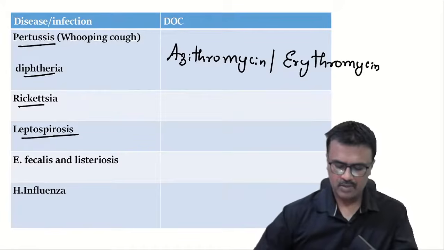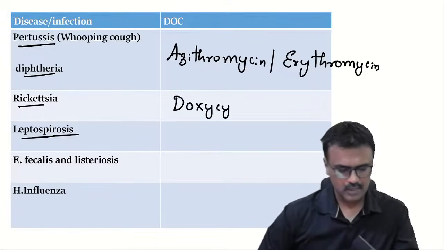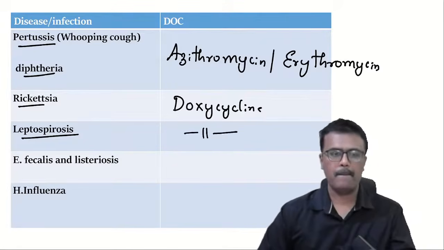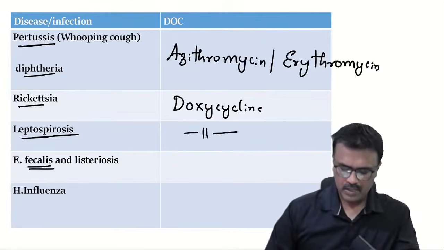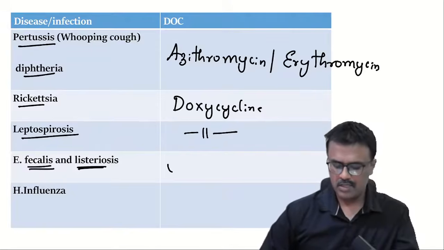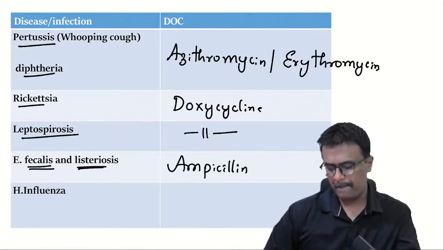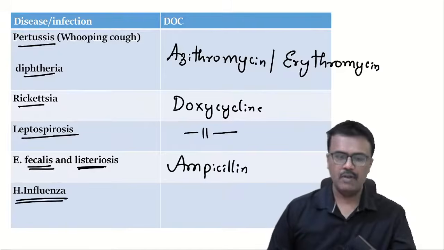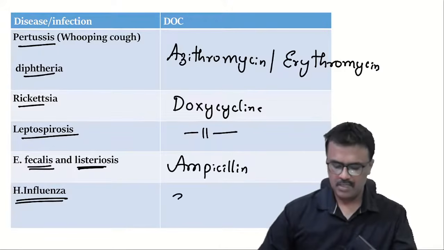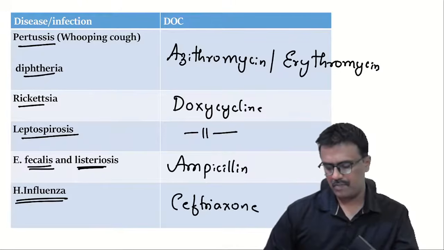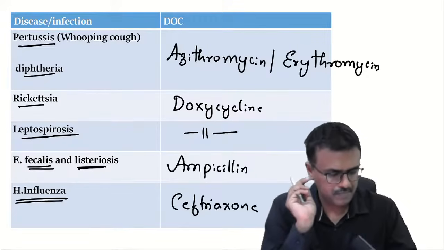Rickettsia and leptospirosis, I can give doxycycline. Same drug, doxycycline here. Enterococcus faecalis and listeriosis, just now I told, listeria, we need to give ampicillin. Haemophilus influenzae, the best drug is ceftriaxone. We have to give ceftriaxone.